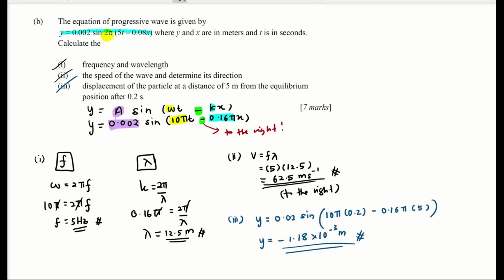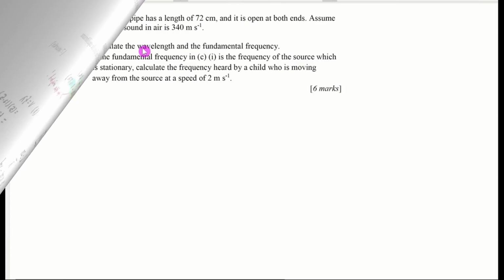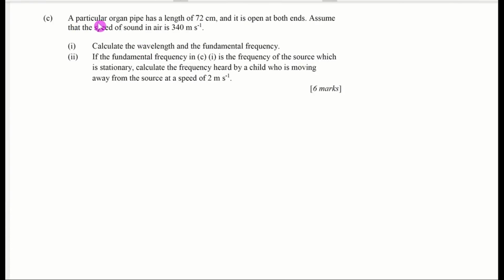Alright, so now let's proceed to question C. Alright, so here we have an organ pipe and the length is given as 72 centimeter and it is open at both ends. So it means that this is an open pipe. So assume that the speed of sound is given as 340 meter per second. So calculate the wavelength and the fundamental frequency.